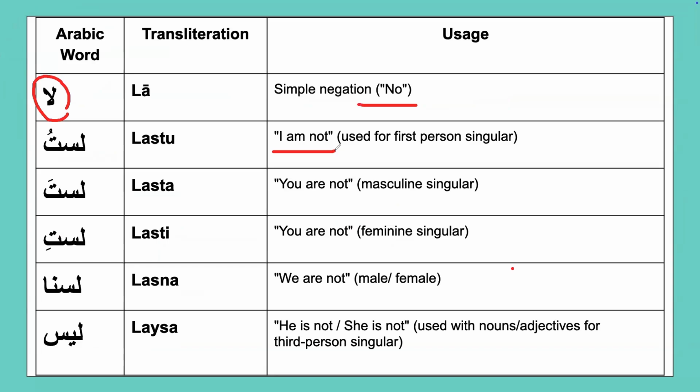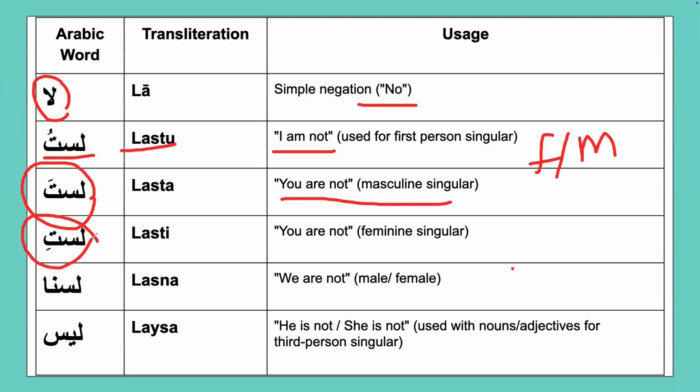I am not tired, I am not happy, I am not good, we say lastu. It can be for a female and it can be for a male. Both of them, it's lastu. But when we have to point out to someone, the third person, in front of us, we say, you are not. For a male or female, it's different. For male, we say lasta, and for female, we say lasti.